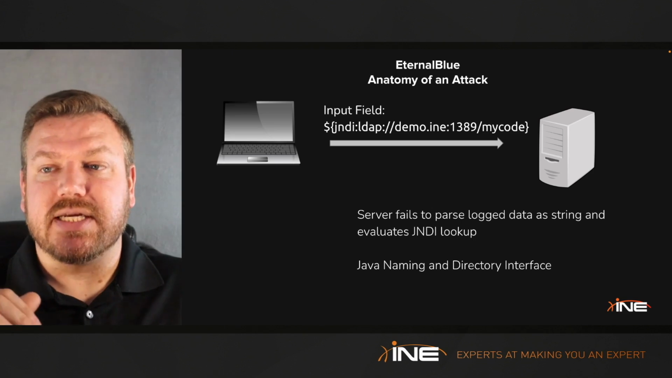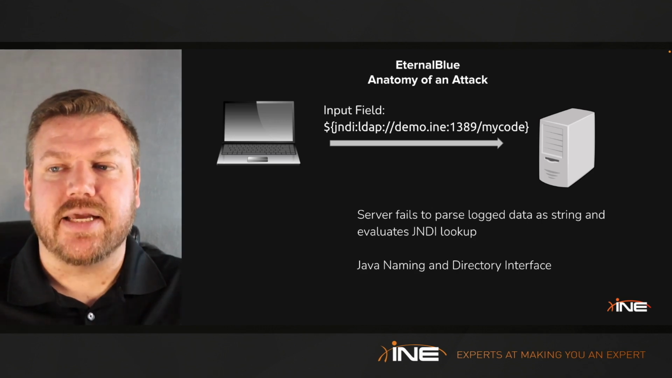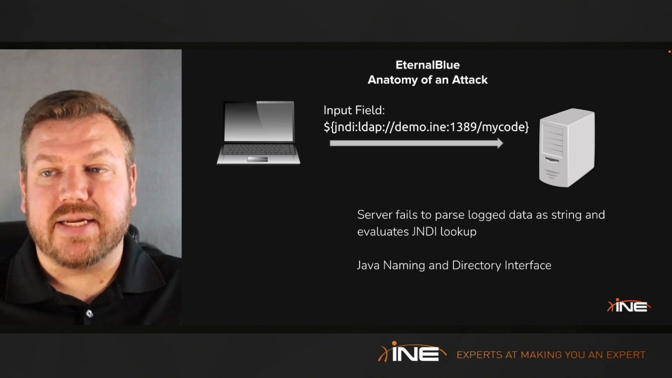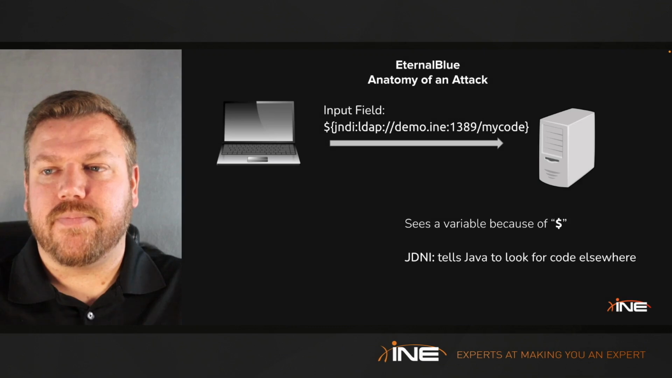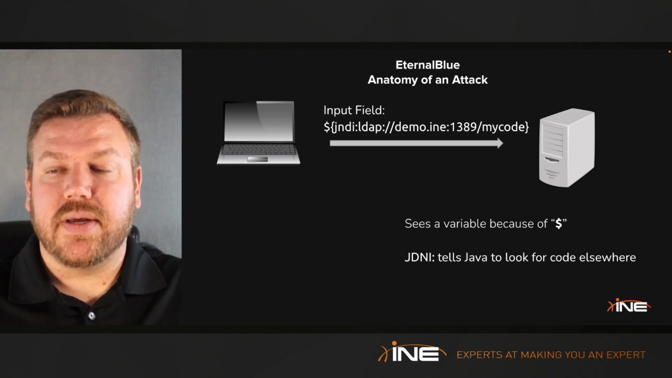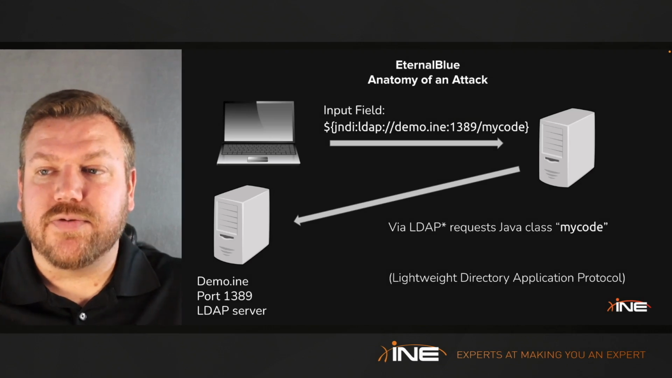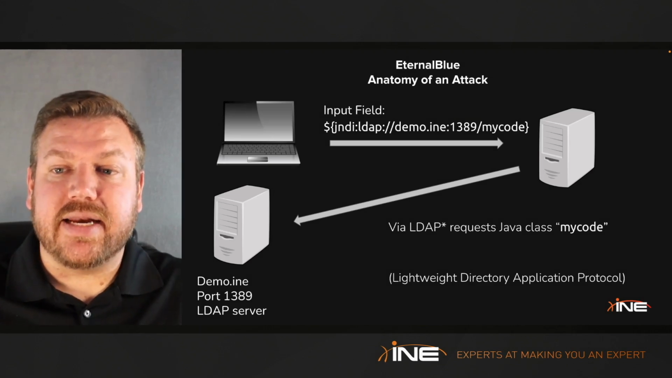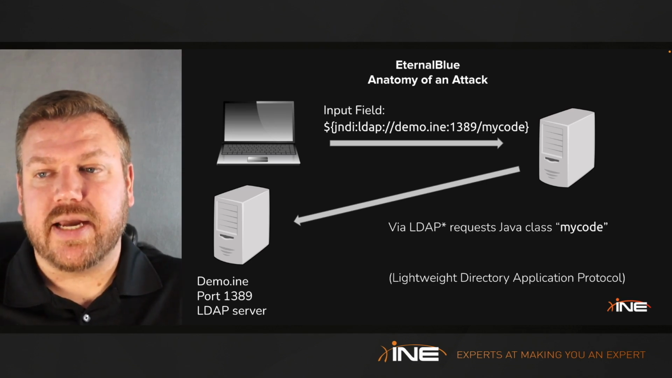So in this situation, it's going to tell it, hey, reach out to, this should have been something like malicious.ini on port 1389. That's going to be our LDAP server. It sees that variable and does the lookup that says, hey, go look elsewhere. So we've got demo.ini down there, and it is an LDAP server that's served up on port 1389.